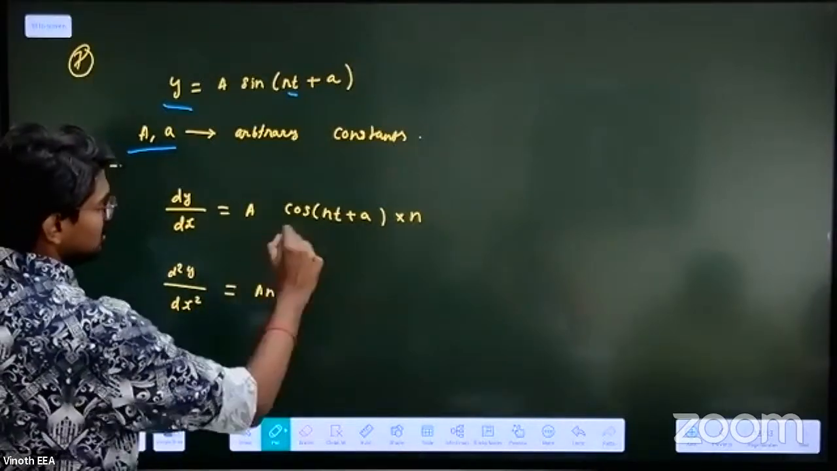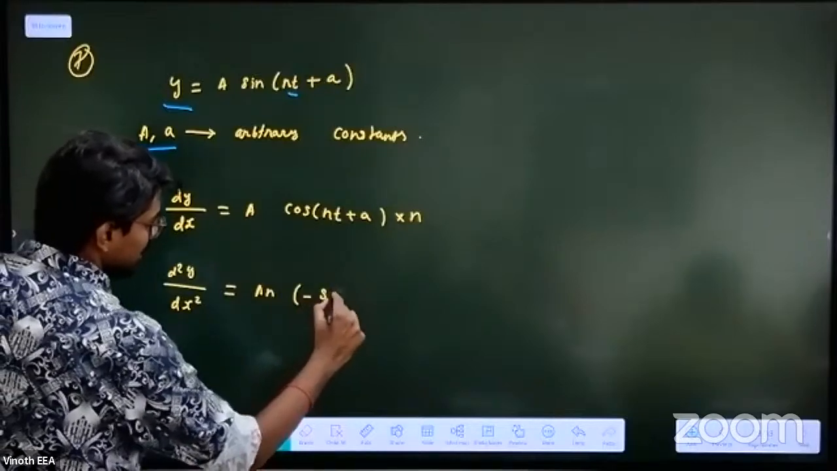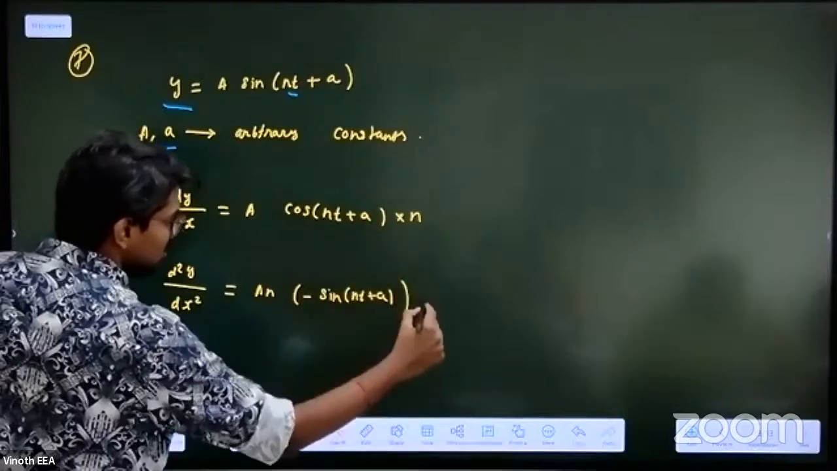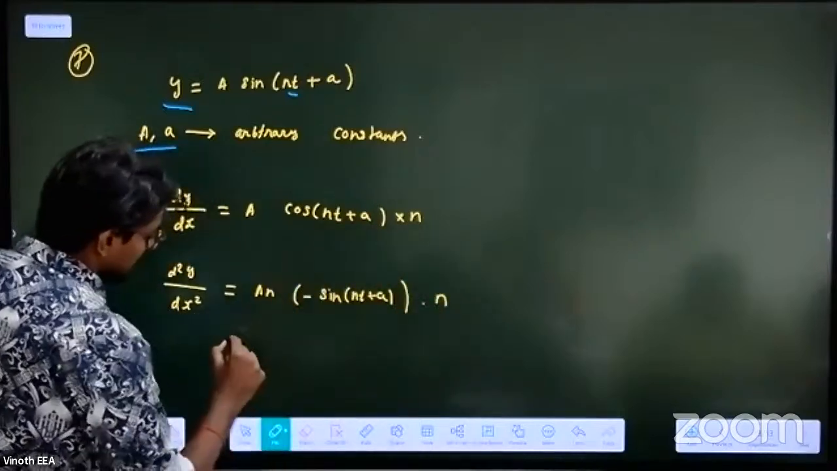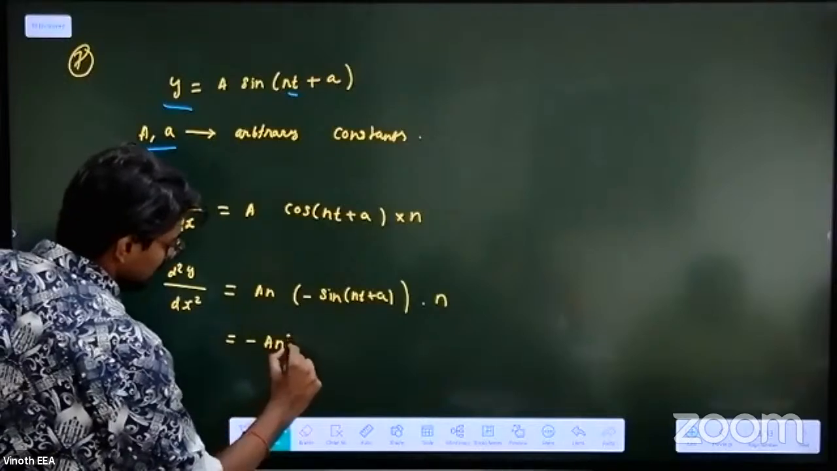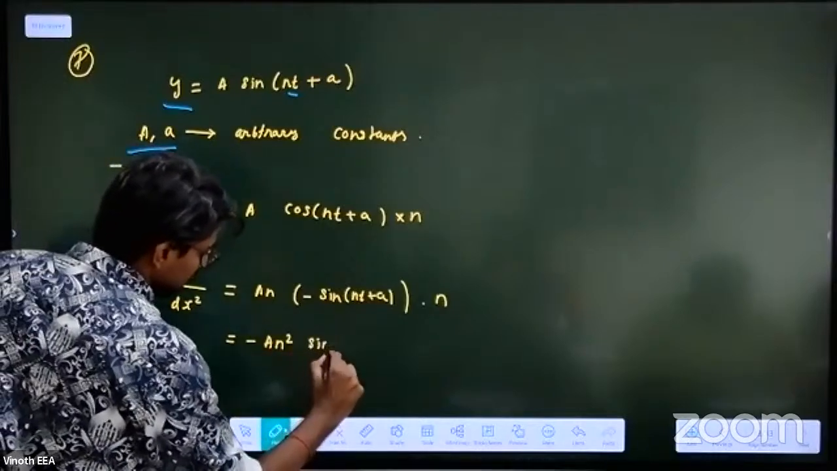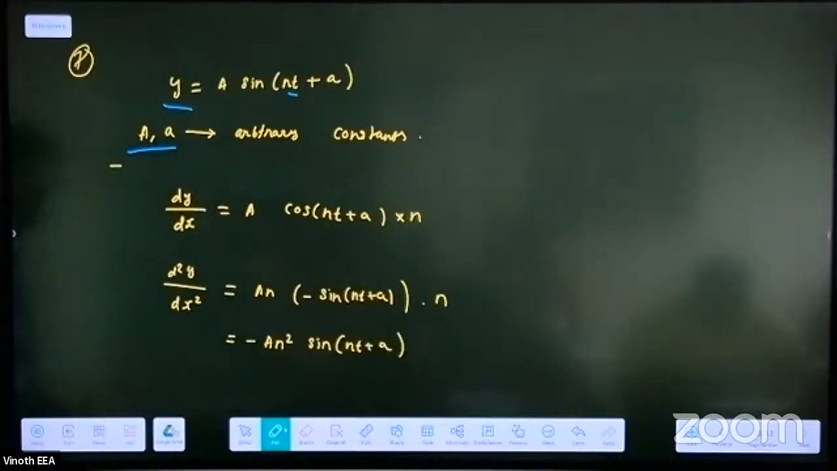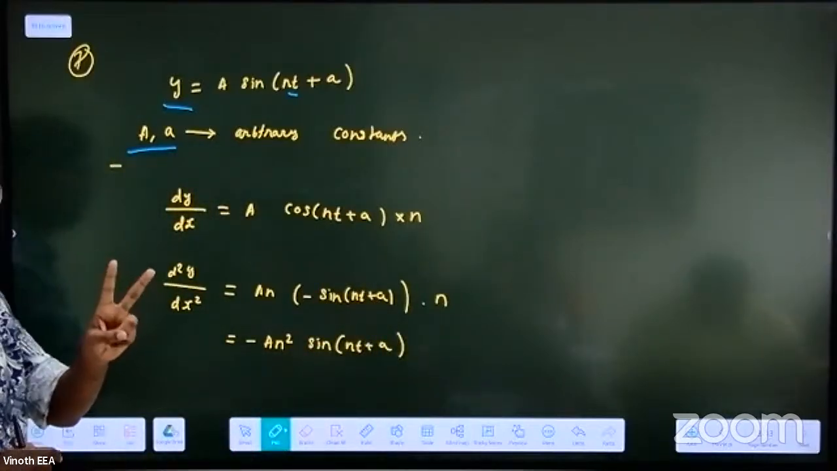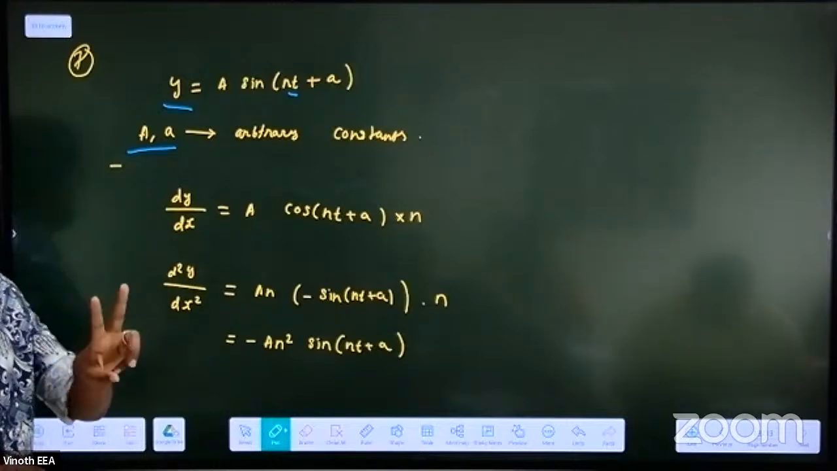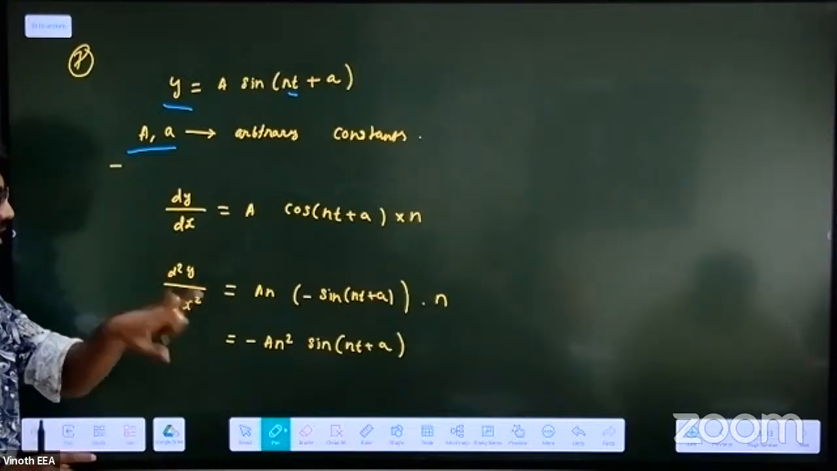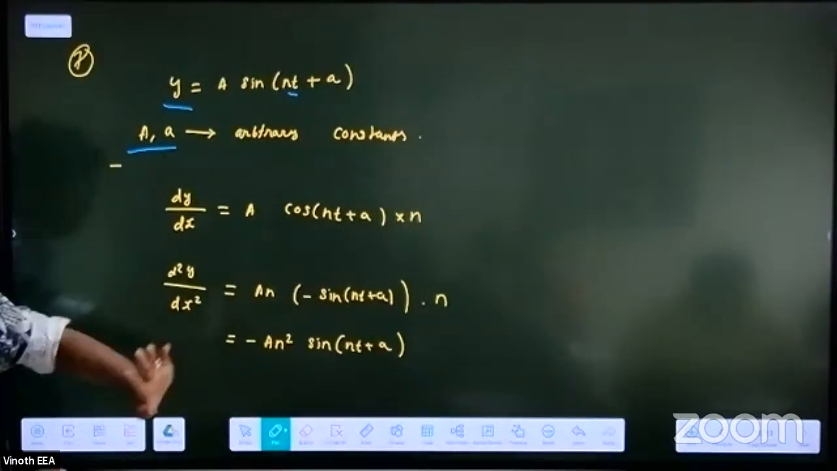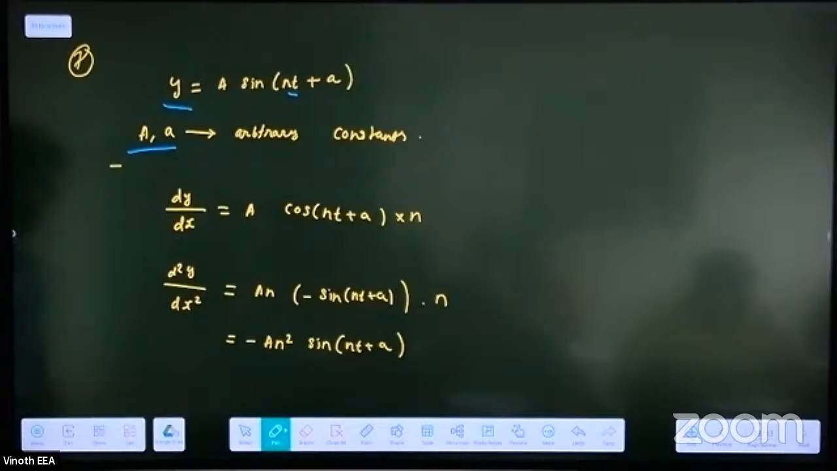Second time, d square y by dt square is An as it is, and the differentiation of cos is minus sin(nt plus a). Inside term differentiation gives n, so that is minus A n square sin(nt plus a). Now I have 2 arbitrary constants and 2 equations. Using the 2 equations I need to eliminate the 2 arbitrary constants. What is the way? How can I do that?